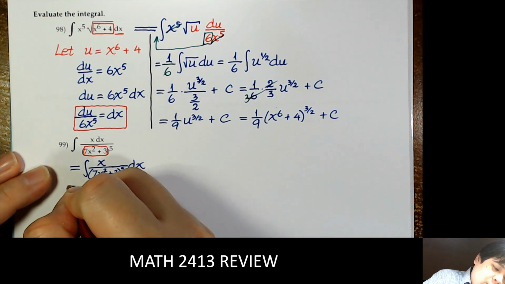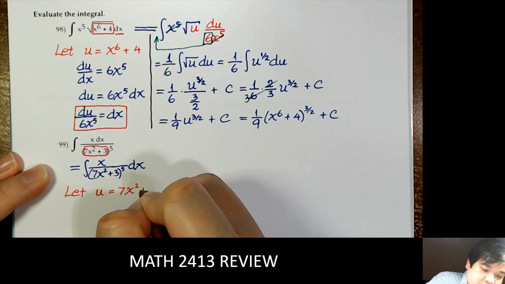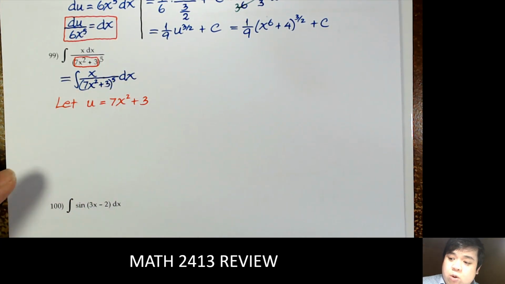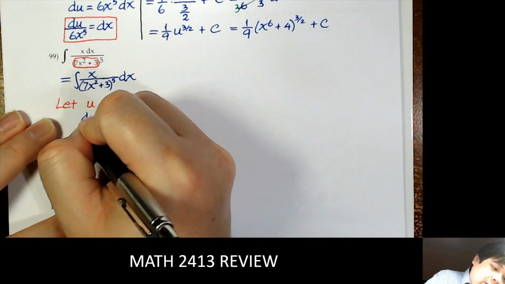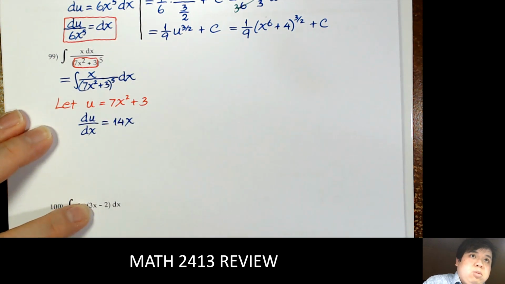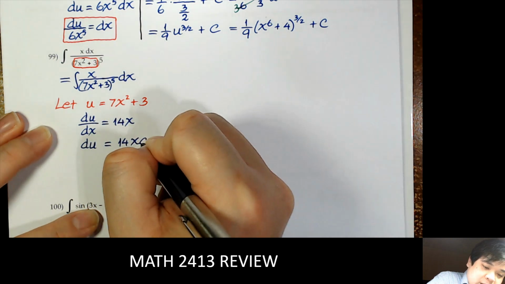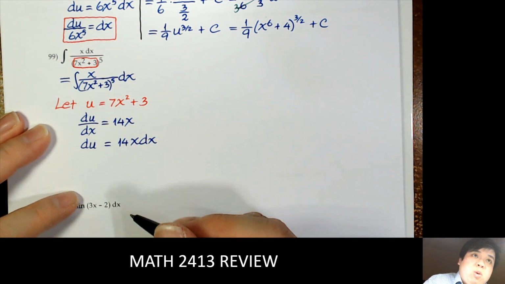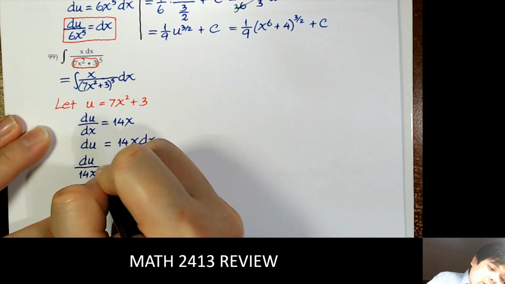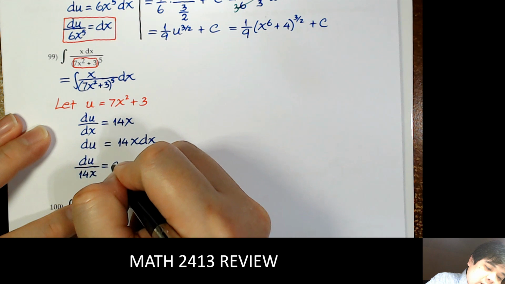Now, substitution. Let u be 7x squared plus 3 and then we take the derivative, because when we take the derivative we can solve for dx. So du over dx is 14x. Multiply by dx, du equals 14x dx, and divide by 14x. So du over 14x is dx.